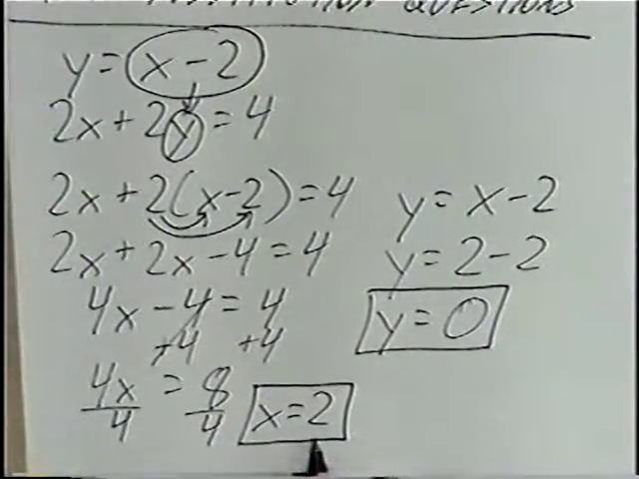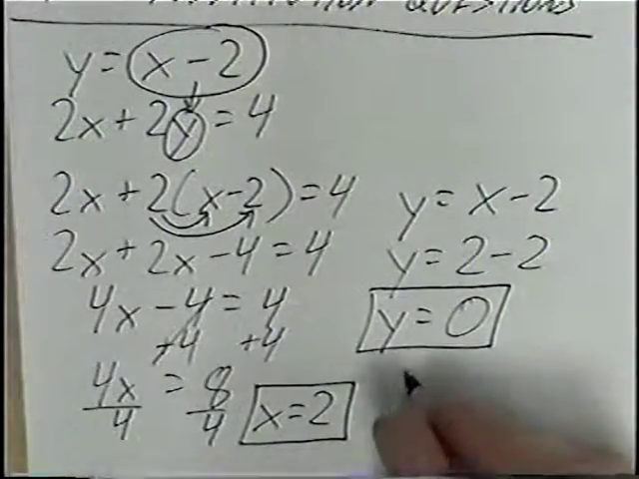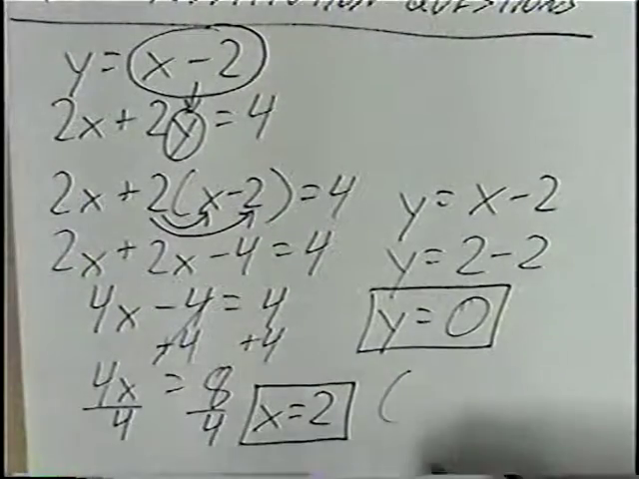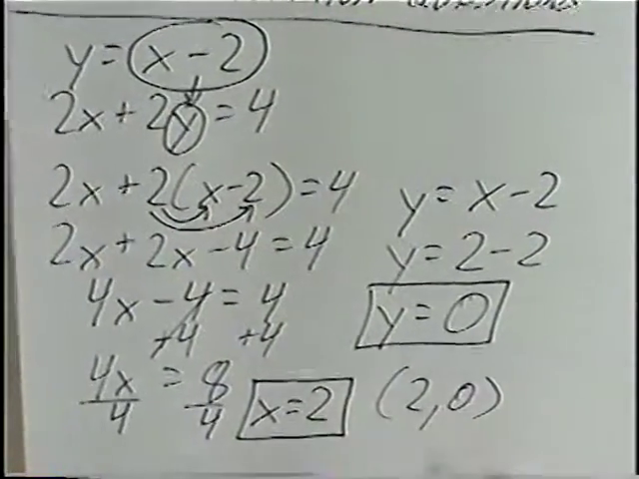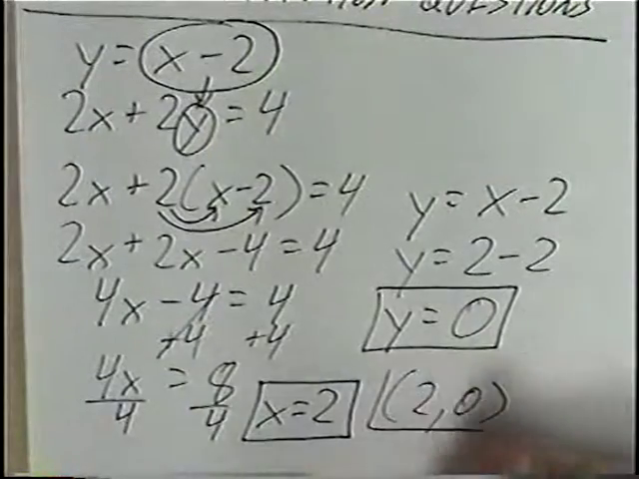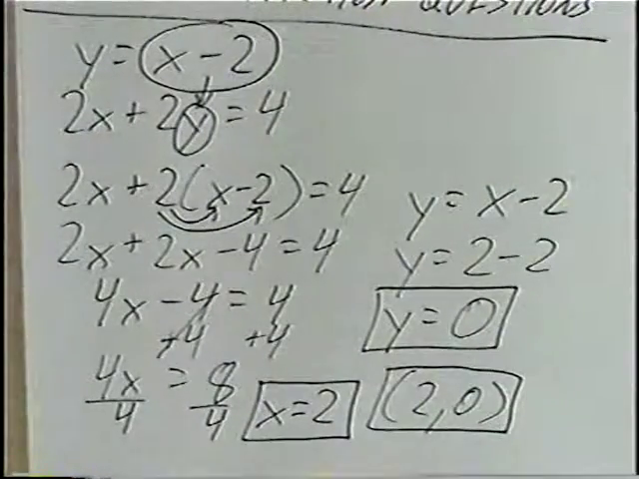So our two answers, x equals 2, y equals 0. And again, when you have x and y, you can write that as a point. X is 2, y is 0, so the point would be 2, 0.